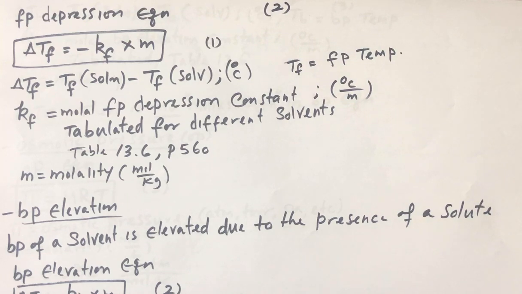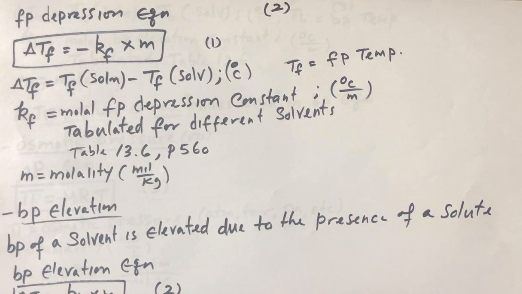Table 13.6 in your textbook has a listing of several KF values for various solvents. Now m, as we know, stands for molality, moles per kilogram. That's the unit of molality, and we will be using this equation later on.